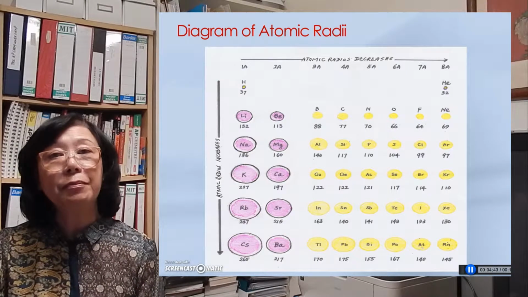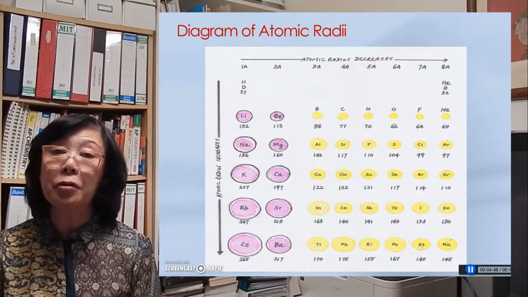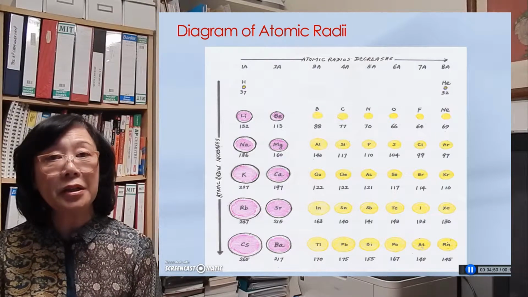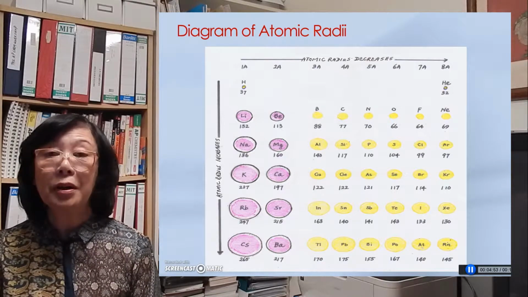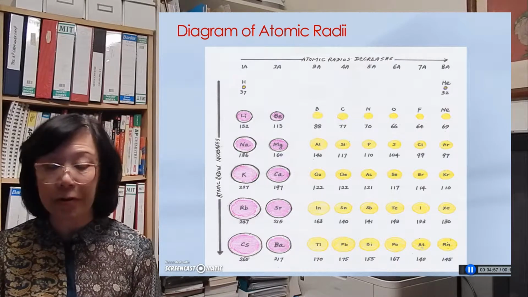I would like you to have a mental image of this diagram, not to memorize it, but remember when we go across a period, the atomic radius is getting smaller and smaller, whereas when we go down a family group, the atomic radius is getting bigger and bigger.